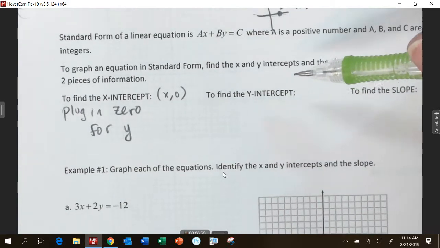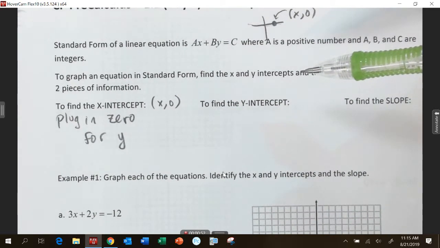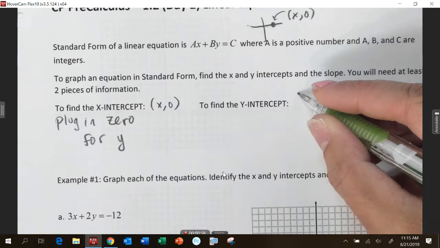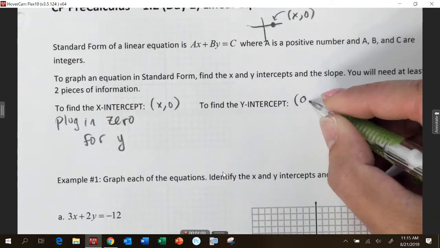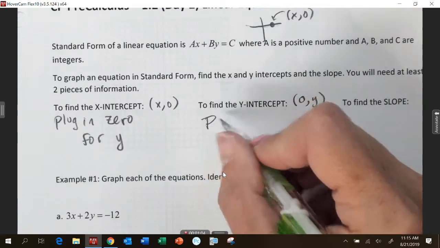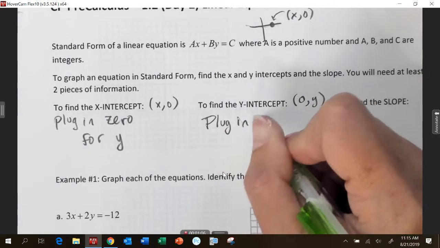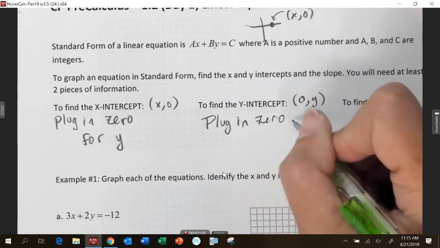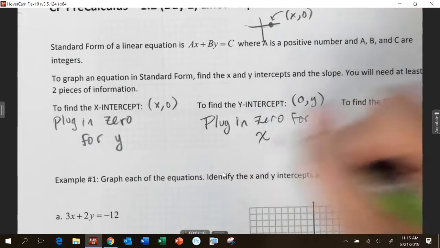So how about to find the y-intercept? You plug in 0 for x. So the y-intercept would be 0, comma y. You plug in 0 for x.